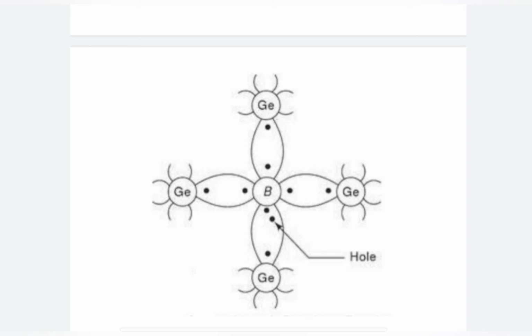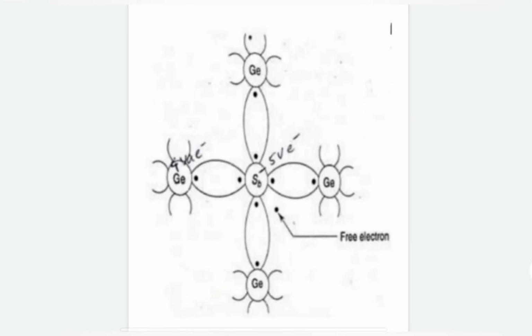P-type semiconductors will have majority charge carriers as holes and minority charge carriers as electrons. Now we will see N-type semiconductor. In N-type semiconductor, the dopant added is a pentavalent atom, or 5A group element, which has 5 valence electrons. And we know semiconductors have 4 valence electrons. During bonding, 4 valence electrons of the dopant bond with 4 valence electrons of pure semiconductor, and 1 valence electron of the dopant will be left.